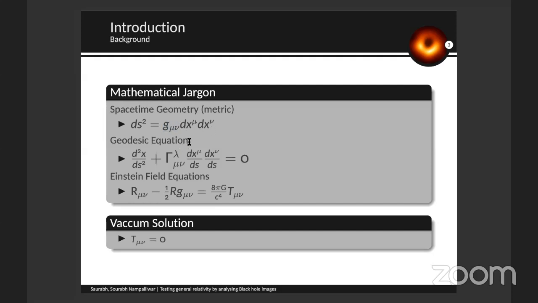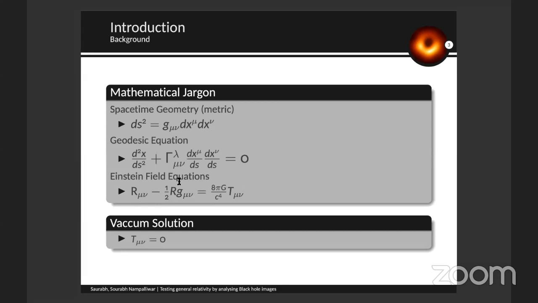Another one is the geodesic equation, a very famous equation, which tells us how matter moves around in that particular space-time. And quoting Professor Wheeler, he said that space-time tells matter how to move, and matter tells space-time how to curve. That's the basic quote that he gave based on Einstein's theory, and this is the geodesic equation, which beautifully explains those statements.